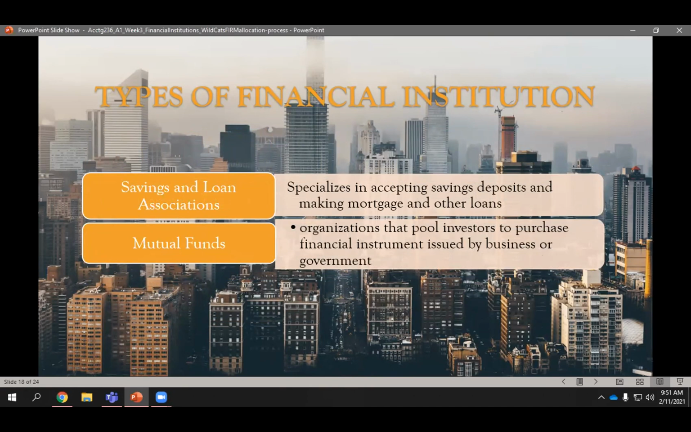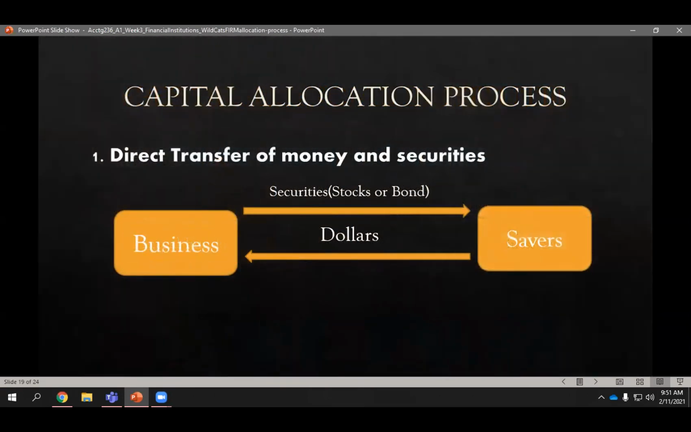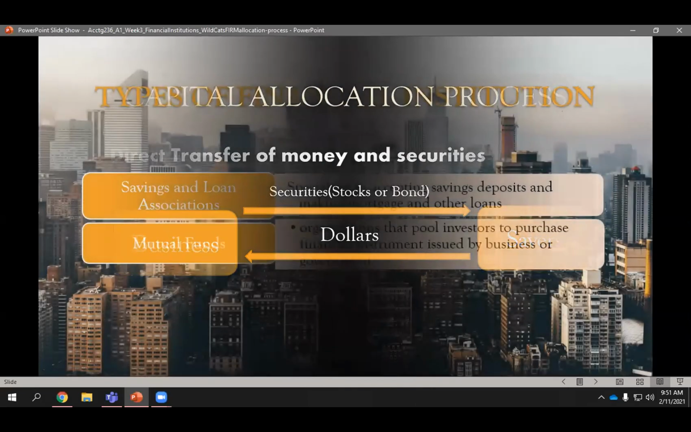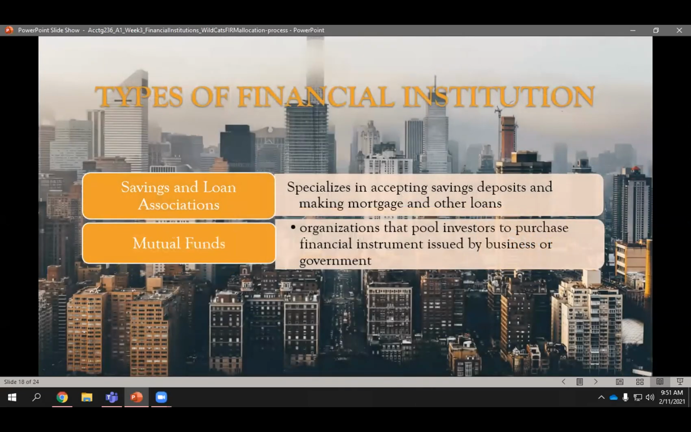Then we have mutual funds. Of course, they pool money from the investing public and use that money to buy other securities. So remember, all of these have different primary functions and assist with the transferring of funds from investors to companies in need of funds. That's all for the financial institutions.